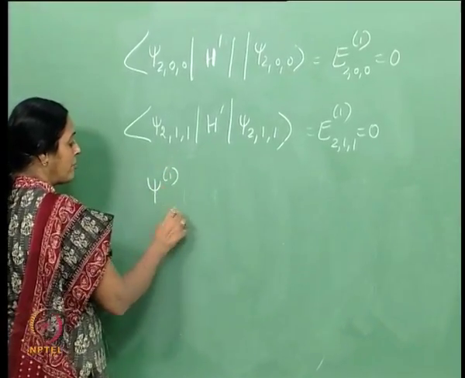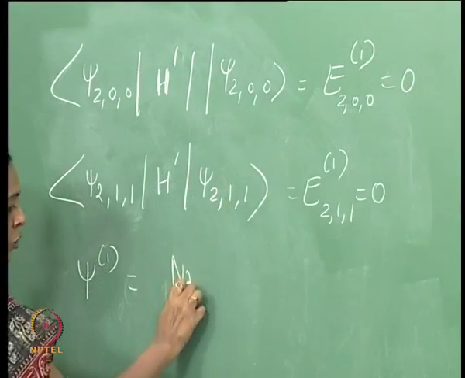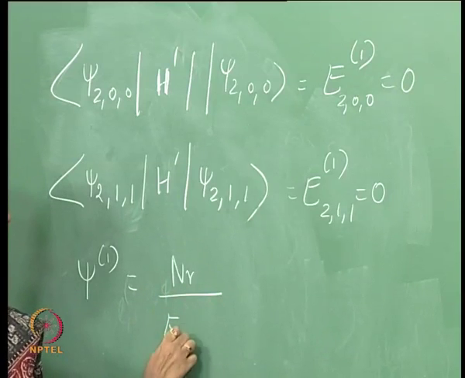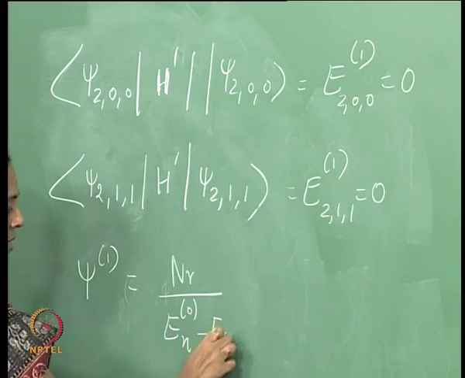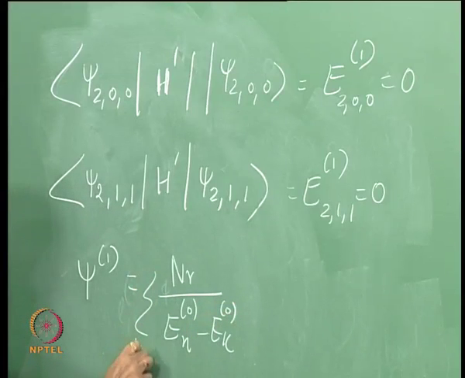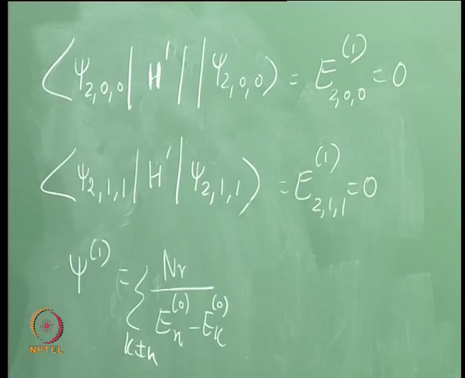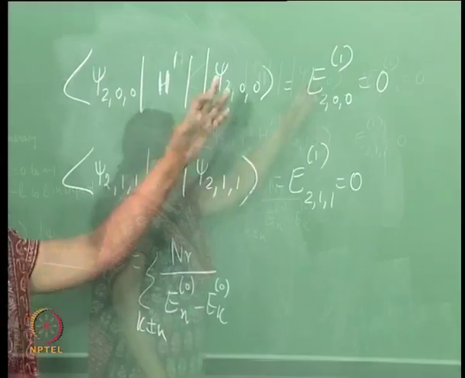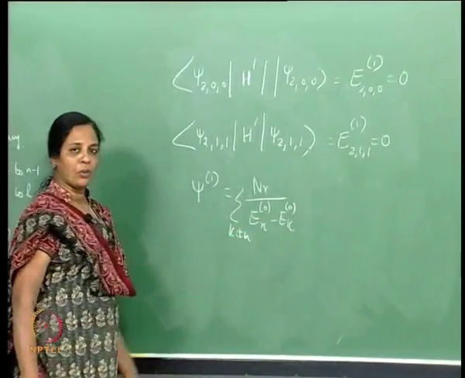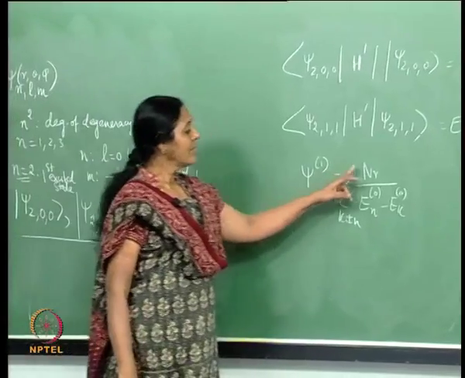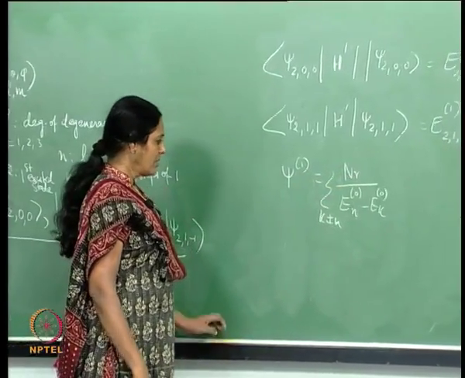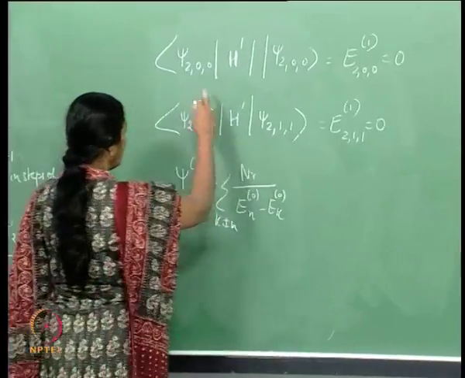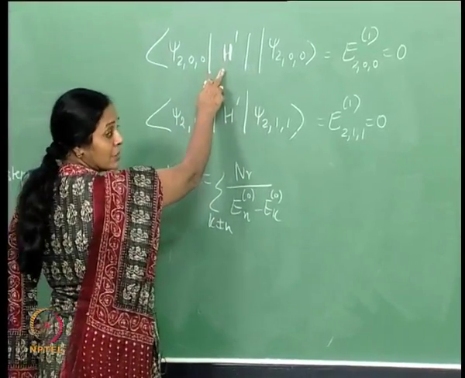And therefore, if I find out the first order wave function, remember that that has a numerator by a denominator which is En 0 minus Ek 0, summation over k not equal to n, and note that the numerator itself has matrix elements multiplying wave functions. And since all these 4 states have the same energy, there is a problem unless the numerator becomes 0. So, let us look at the numerator. The numerator has the off diagonal elements of H prime.